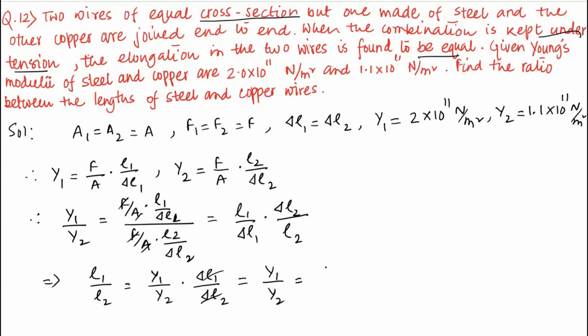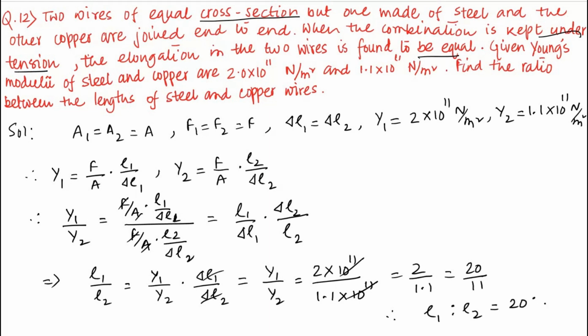So Y1 is 2 into 10 to the power 11 and Y2 is 1.1 into 10 to the power 11. So 10 to the power 11 will cancel out. We have 2 by 1.1, which is 20 by 11. So this is the ratio of L1 and L2, 20:11. So this is our answer here.